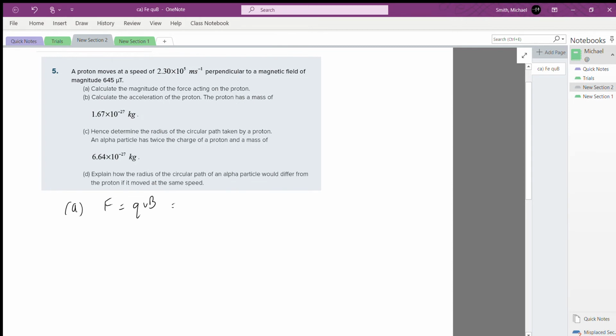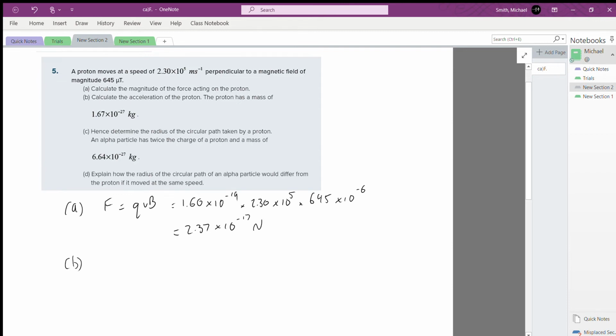The charge of a proton has the same magnitude as the charge of an electron, which we know is 1.6 times 10 to the power of minus 19. Speed's given in the question. That's just 2.3 times 10 to the power of 5 meters per second. And the magnetic field strength is 645 micro, so 10 to the power of minus 6 Tesla. Substituting that into our calculator, we get 2.37 times 10 to the power of minus 17 newtons.